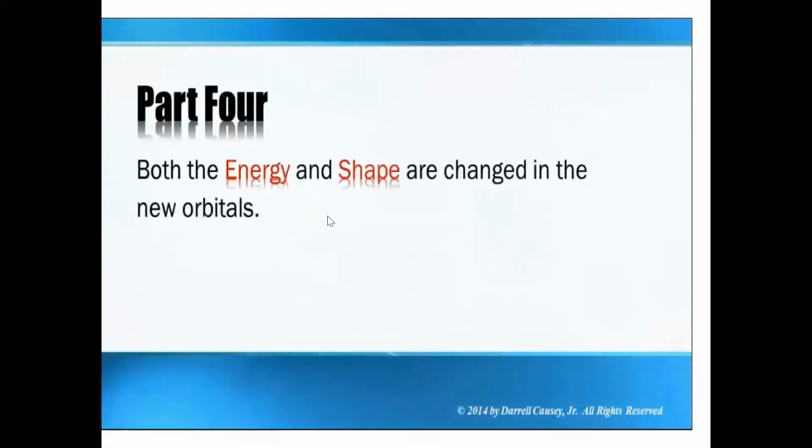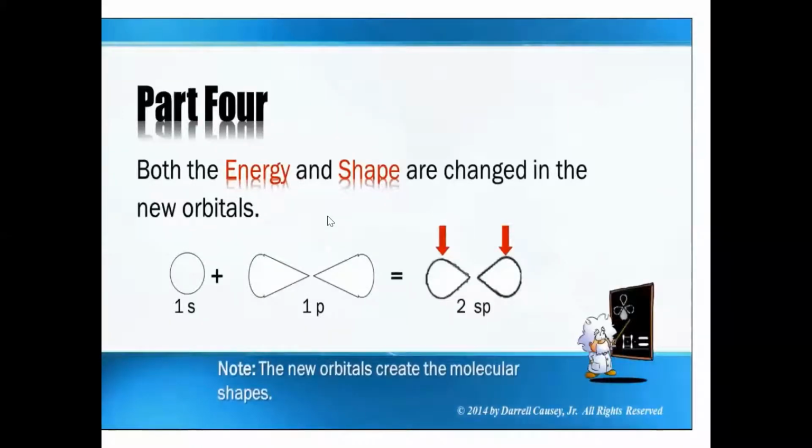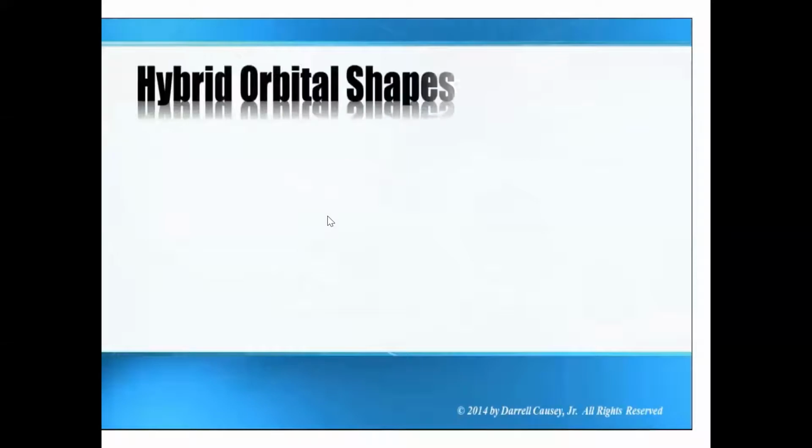And then our fourth part here, both the energy and the shape are changed in the new orbitals. So a 1s plus a 1p, of course, will give us this new shape for the 2sp, somewhere in between the 2 originals. Hybrid orbital shapes.